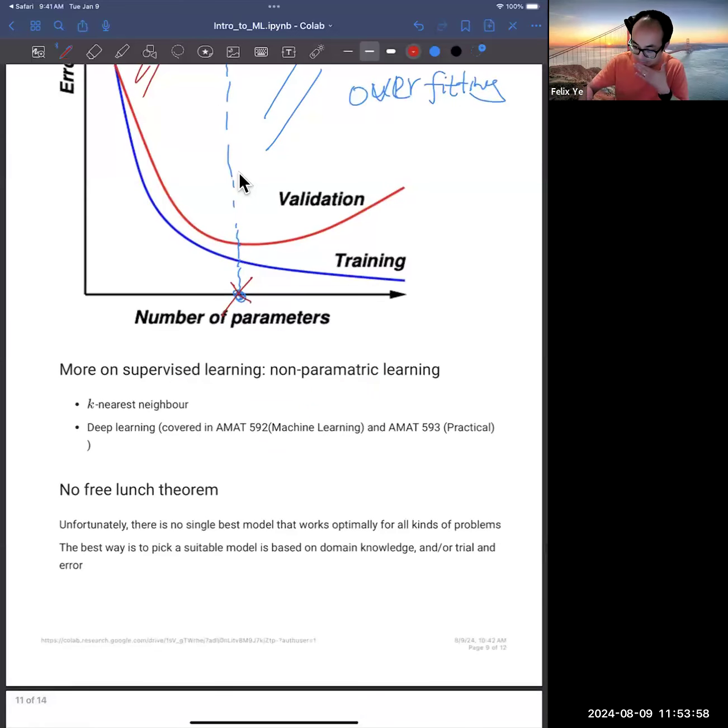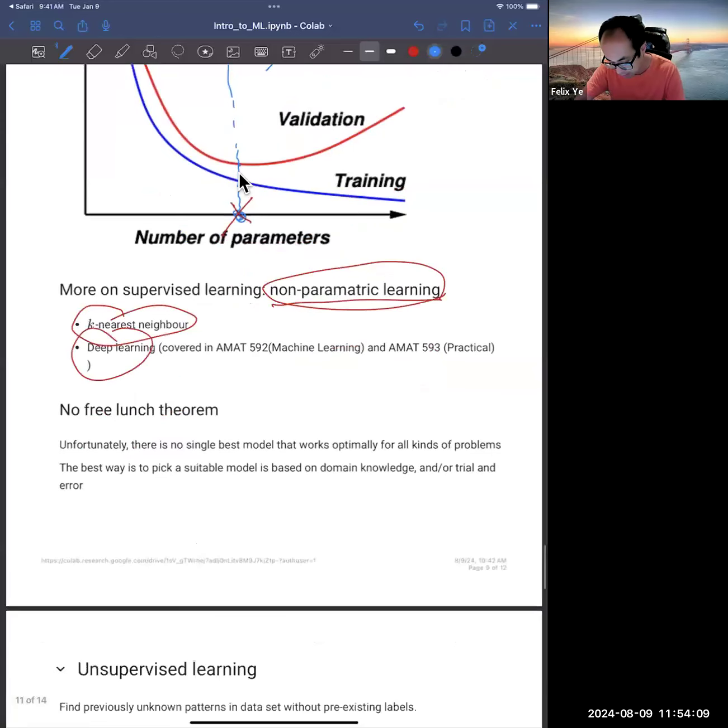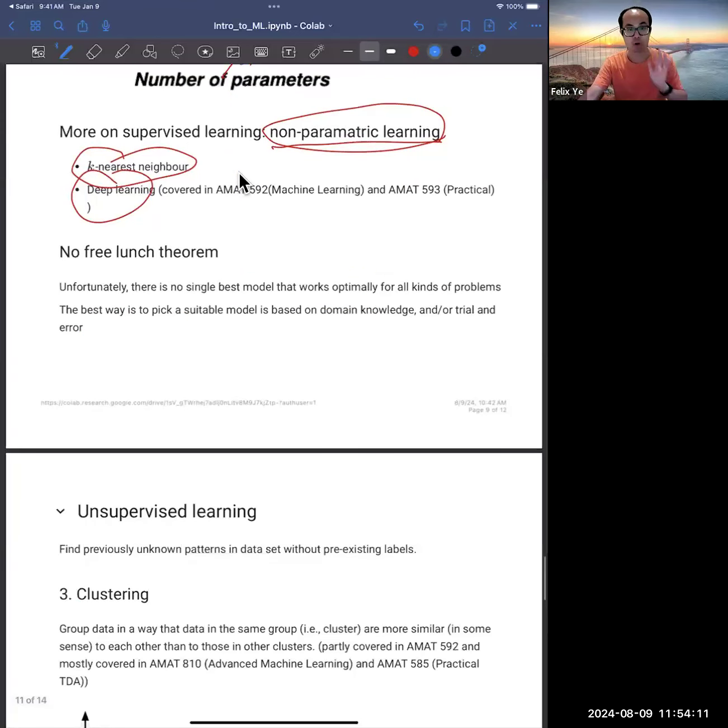So there are some other non-parametric learning methods. We have k-nearest neighbors, we have deep learning. We're going to talk about this later in this course. But the rule of thumb is there's no free lunch. That means there's no single best model that works perfectly for all kinds of problems. Even the simplest possible method, like linear regression, can work out very well on some data sets.